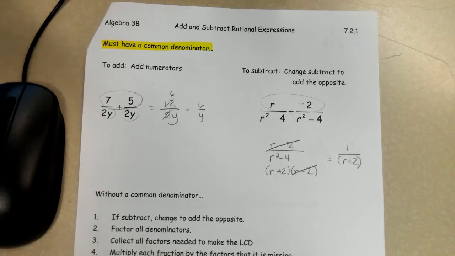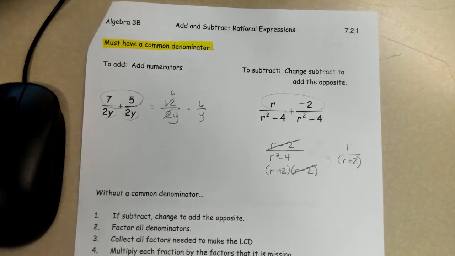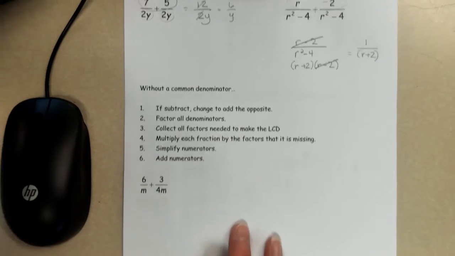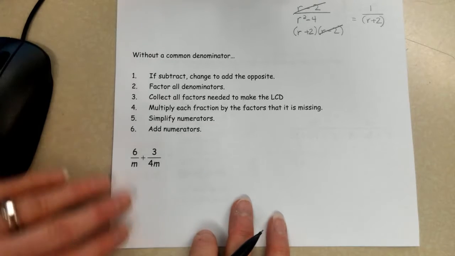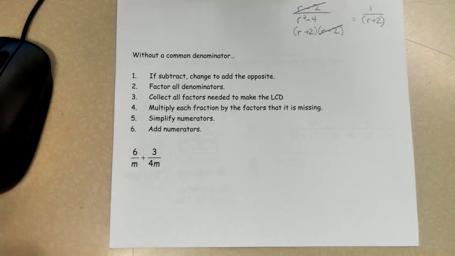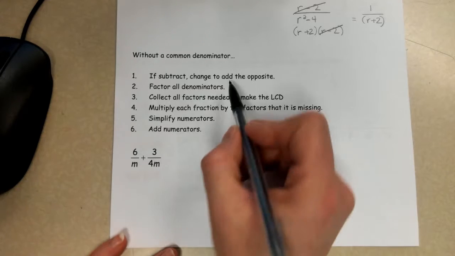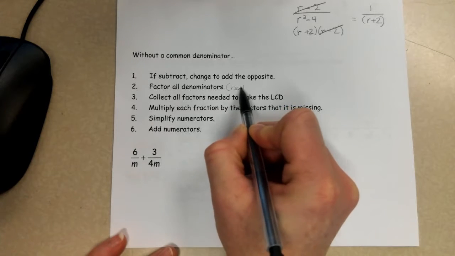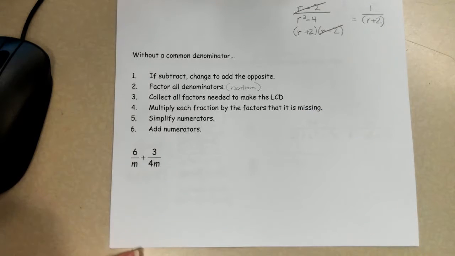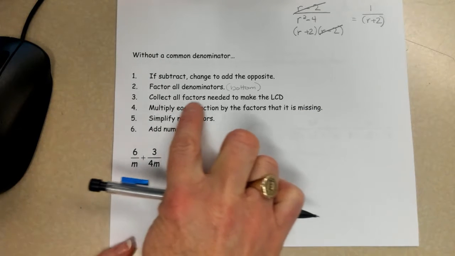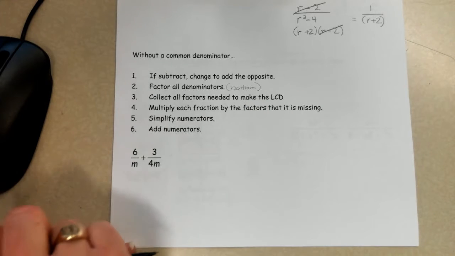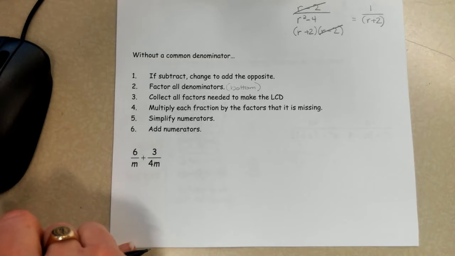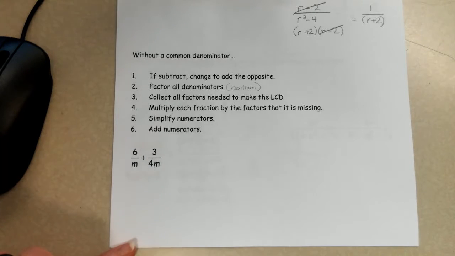So not too bad if you have the same denominator, but what do we do if we don't have the same denominator? If it's subtract, change it to add the opposite right away before you forget. Then factor the denominators. Remember, the denominators are the bottom of the problem. We're going to collect all the factors needed to make the LCD and multiply the fractions by the part that they're missing and combine like terms in the numerator so that we can add those numerators.